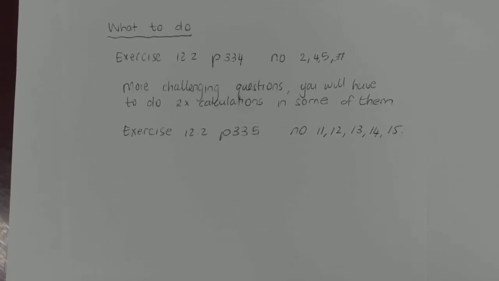So exercise 12.2 on page 334, you're going to do number 2, 4 and 5. They are all single calculations as per the example. Now, I want you to also try the more challenging questions where it will take you 2 calculations to get to the final answer. Because in the following questions, 11, 12, 13, 14, and 15, they are going to tell you that the investment is for 6 years, but for the first 2 years you have an interest rate compounded monthly, and for the rest of the time you will have it compounded semi-annually.